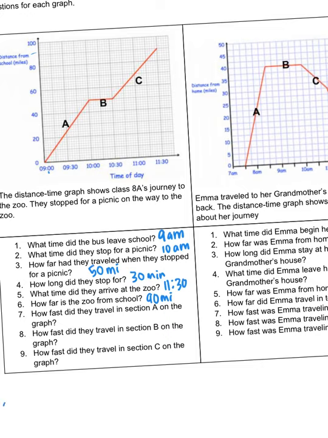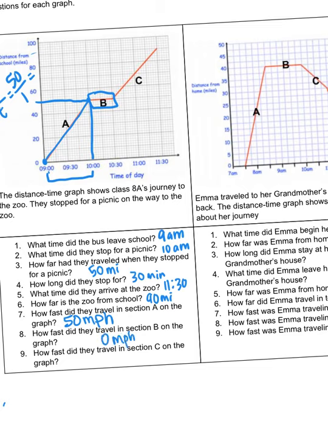All right. How fast did they travel in section A? So we start at 0. We're looking for our distance and we're looking for our time. What's our distance from here to here? 50 miles. How long? Not 10. 1 hour. From 9 to 10. It took them 1 hour, right? So they went 50 miles per hour. At section B, how fast did they go? 0. It's a flat line.